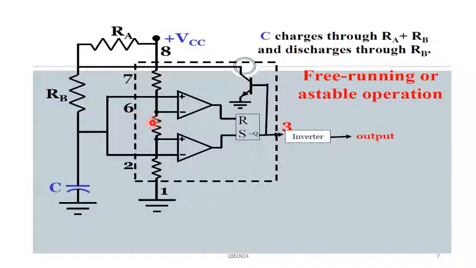So it depends upon the voltage at this point and this point. Now I'll show the waveform. Based on that, I'll explain about this. So this is a detailed diagram of astable multivibrator and the functional diagram of 555 IC.